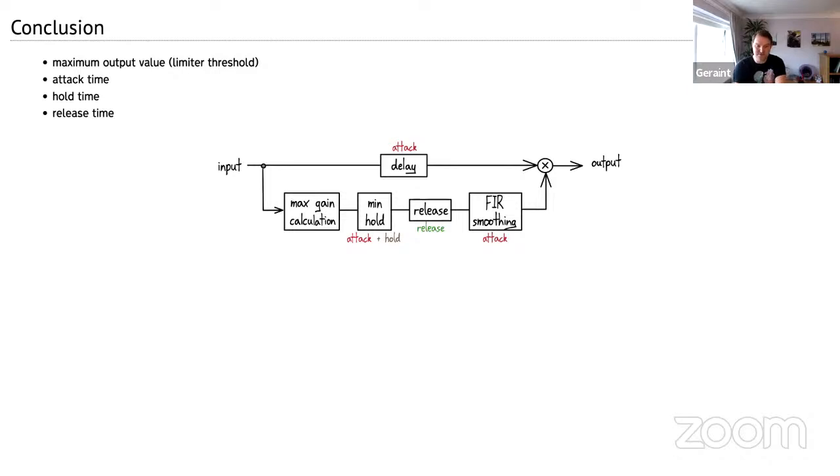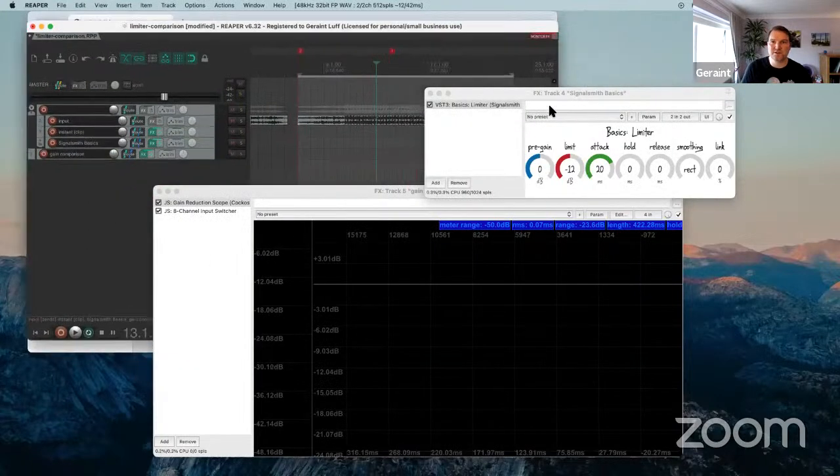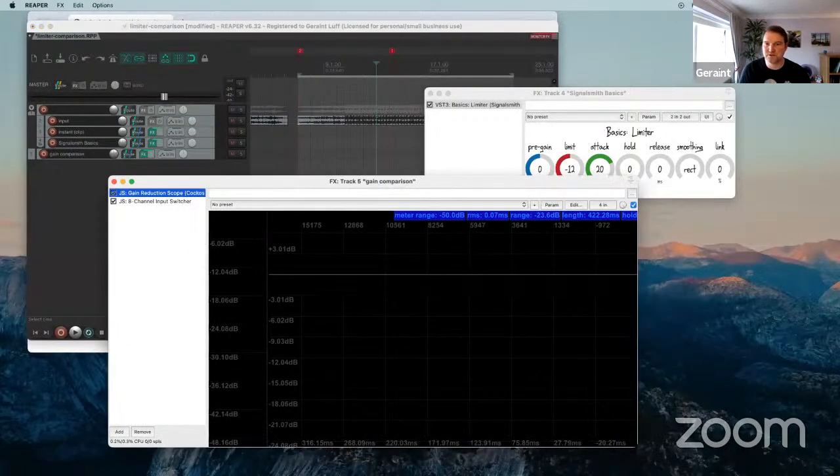Actually, I'm going to load up Reaper now, and I can show you some things. Show you it working on a live track. So hopefully you can see and hear this.